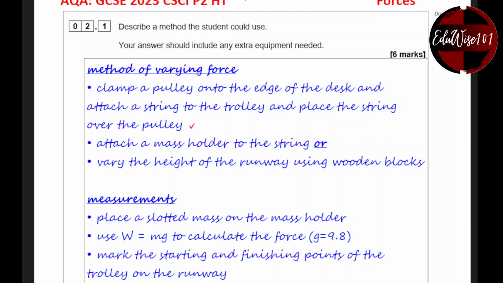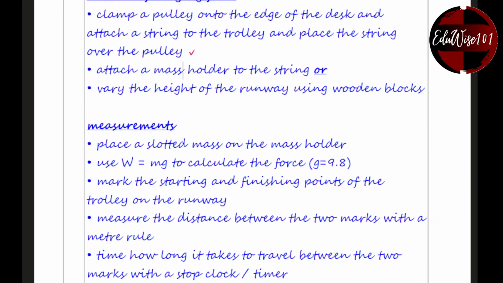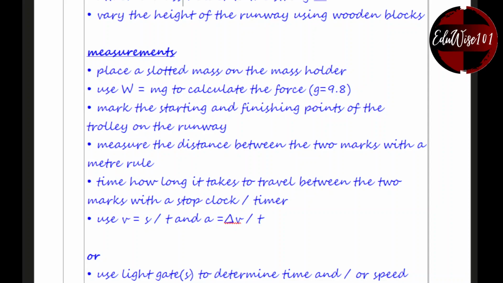The measurements you would take: place a slotted mass on the mass holder, use W equals mg to calculate the force, where g equals 9.8. Mark the starting and finishing points of the trolley on the runway.